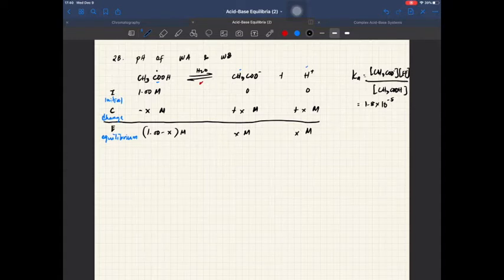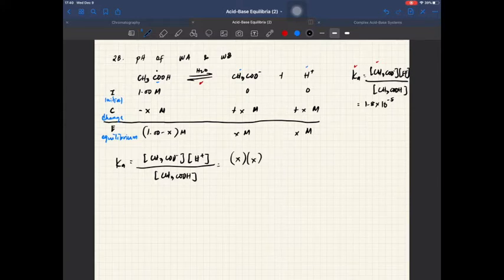The next thing that we have to do is to make use of the Ka expression. The Ka expression is this one. The Ka expression makes use of the equilibrium concentration of each of these species. So therefore, we have Ka is equal to acetate ion and hydrogen ion divided by acetic acid. Okay, but we have determined that the concentration of acetate and hydrogen ion is x, and that of acetic acid is 1 minus x. The value of Ka is also experimentally determined, and that is 1.8 times 10 to the negative 5.